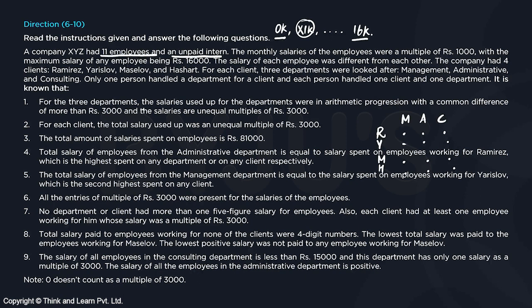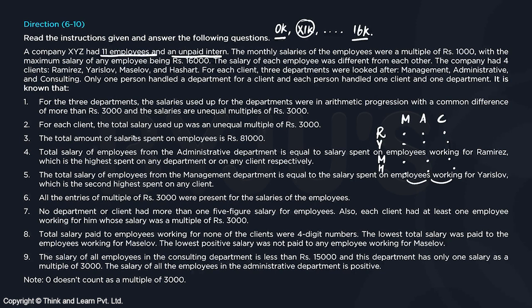For the 3 departments, the salaries used up for the departments were in AP with a common difference of more than 3,000, and the salaries are unequal multiples of 3,000. So the differences of the departments, these are in AP. Which one is the first, the second and the third is not known, but they have a common difference of more than 3,000. So it could be 4,000, it could be 6,000. But since it says these are unequal multiples of 3,000, it could be only 6,000, 9,000, and so on.